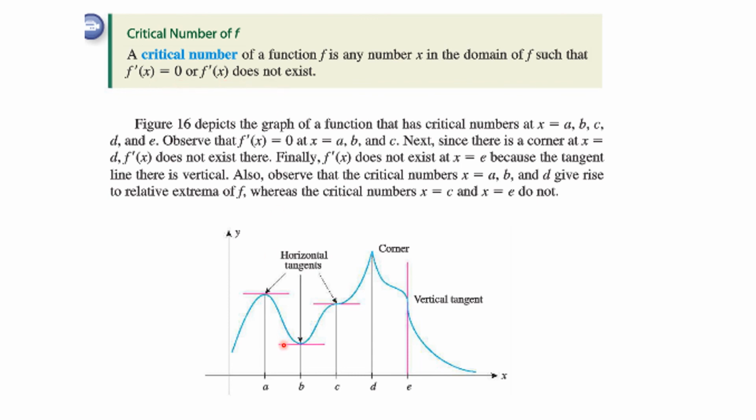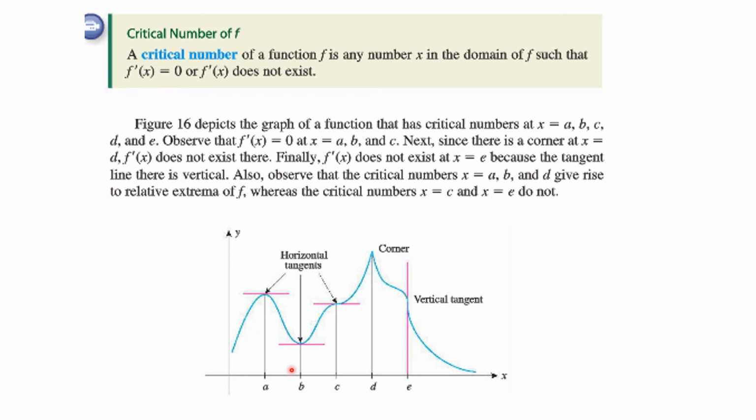We take the values where f prime of x is equal to 0 or where f prime of x does not exist. So when we look here, we can see we have a critical number here because the first derivative is going to be 0. Similarly here, and similarly here, the first derivative is 0 because it's a horizontal tangent. And here we have a place where the first derivative doesn't exist because there's an abrupt change of direction. And here is a place where the first derivative doesn't exist because it is an infinite slope. It's a vertical tangent.